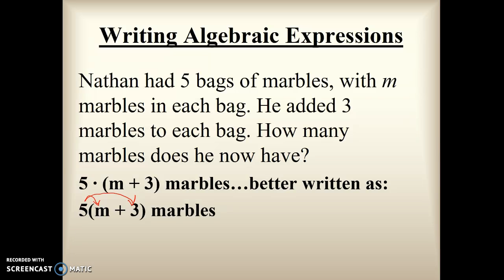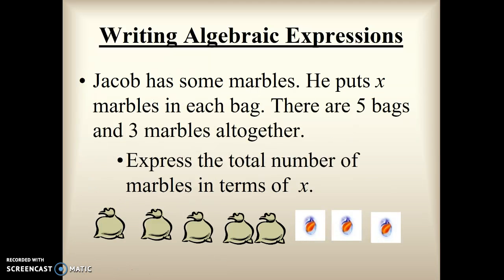So another way we could even write this would be to write 5m plus 15 marbles. So we distributed the 5 across both terms in the parentheses. We did 5 times m, and we did 5 times 3. And that's our algebraic expression.